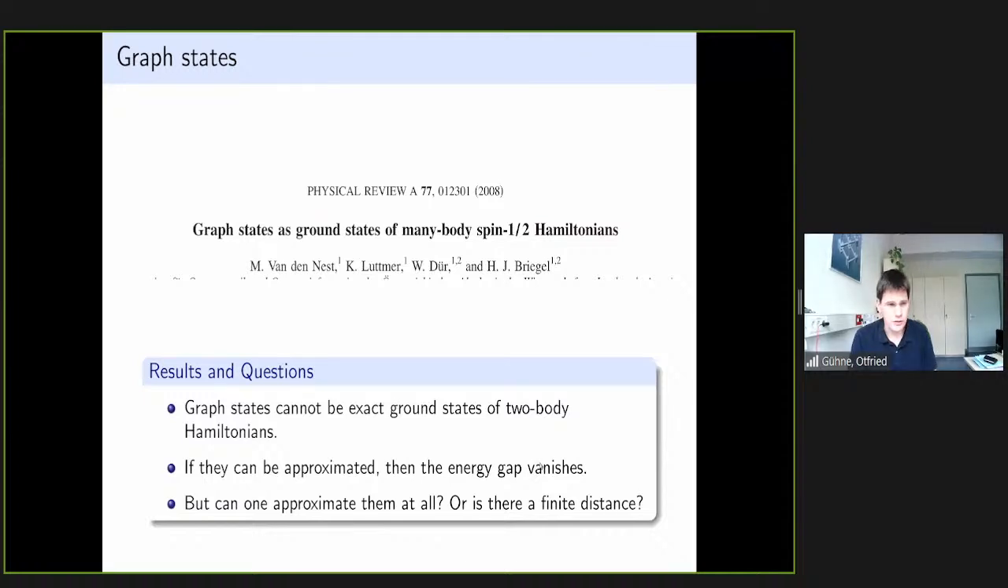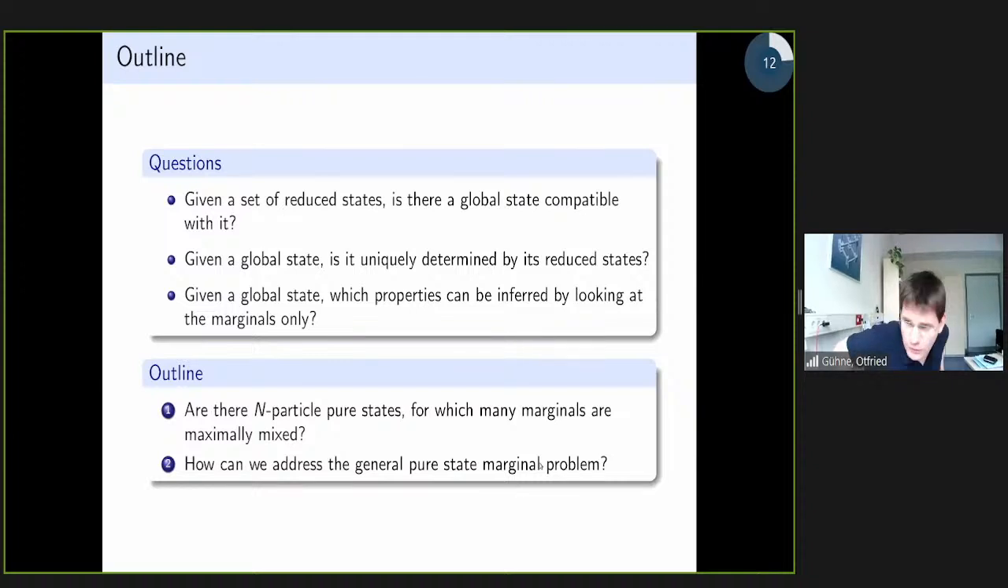Okay, good. So now I can give you roughly an outline of my talk, what I will talk about. From the previous discussion, you maybe got some questions that always concern this marginal problem. The first simple question is, if you have some reduced states, is there some global state compatible with them? You can add the extra constraint that the state should be pure or not. This depends on the problem, but this is just an inference: you have some marginals, can you find some global state that is compatible?